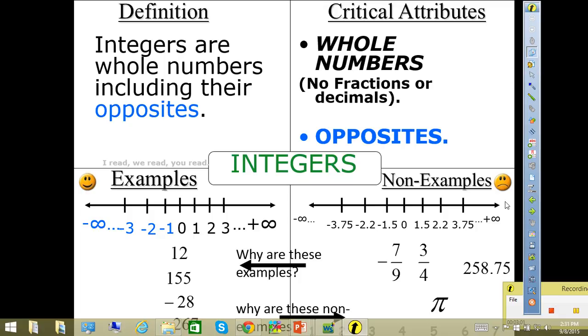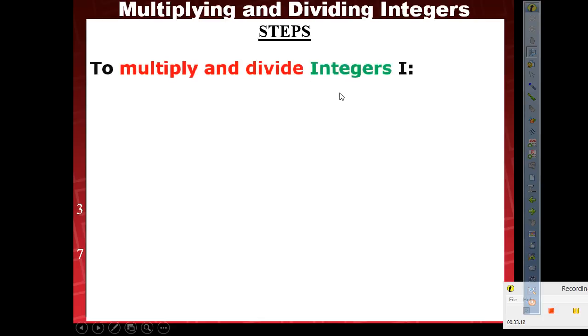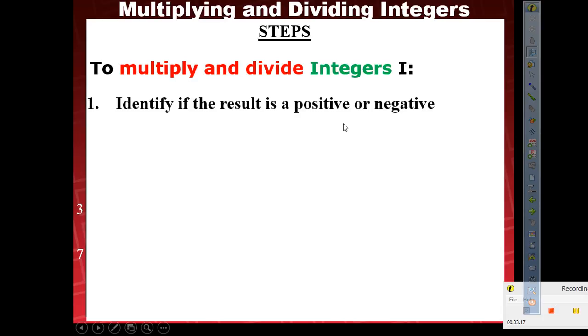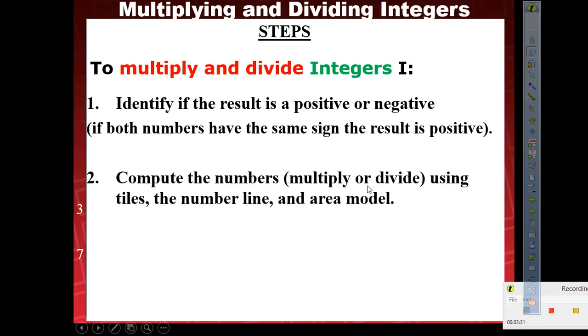All right. So we got those, right? Underneath that, write the steps. Here we go. Steps. To multiply and divide integers: Step 1, identify if the result is positive or negative. What's the rule? If both numbers have the same sign, the result is positive. Step 2, compute the numbers, multiply or divide, using tiles, number line, and area model. Step 3, simplify. Copy that, please.